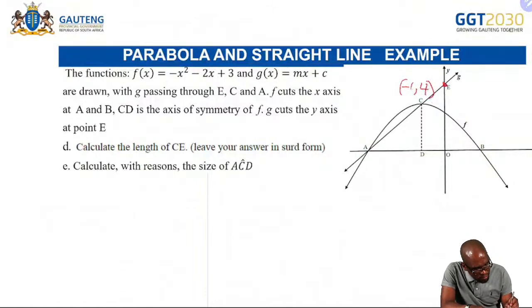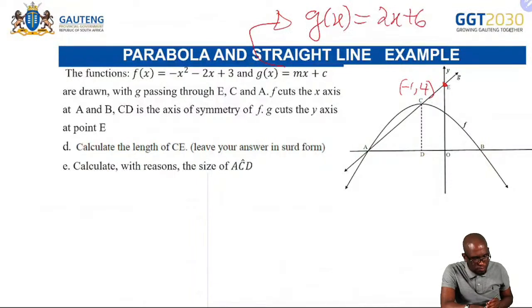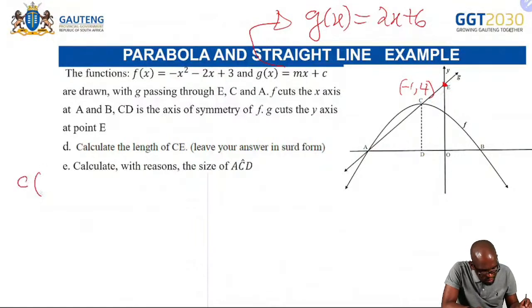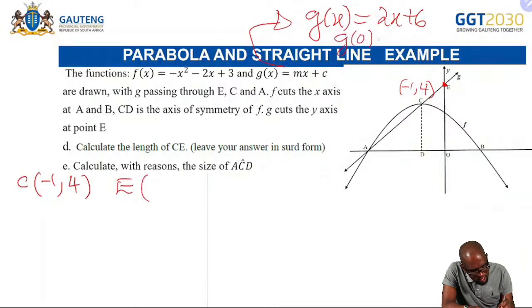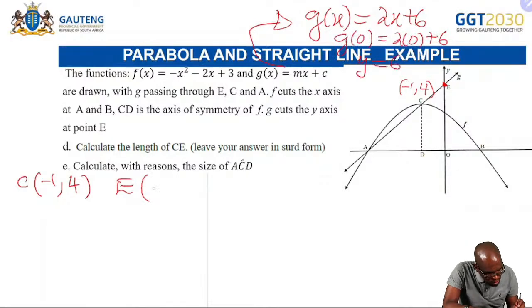E is the y-intercept. Remember, we found the values of m and c. So we know g of x is equal to 2x plus 6. And point E is the y-intercept of this. So C is given by negative 1 and 4. That is our turning point. And E is the y-intercept of the straight line. The y-intercept would be when x is equal to 0. So g of 0 is 2 into 0 plus 6. The y-intercept is going to be 6. So point E is (0; 6).